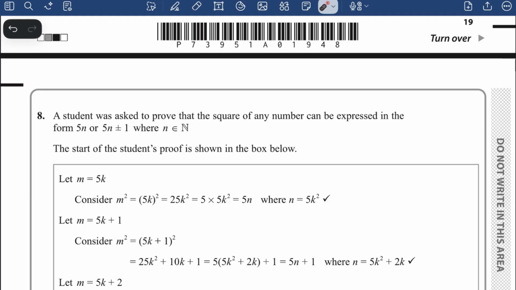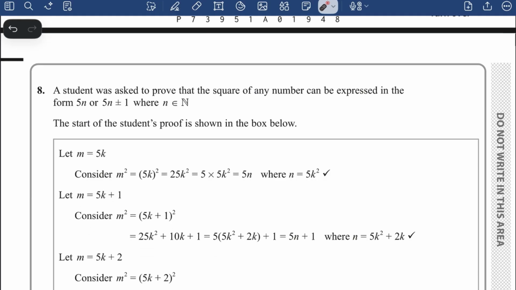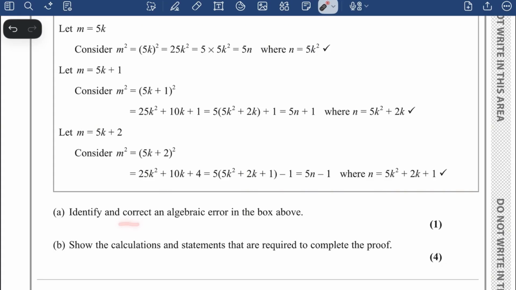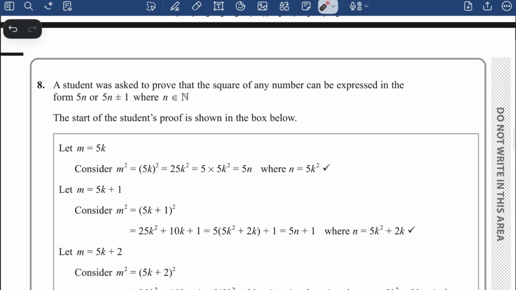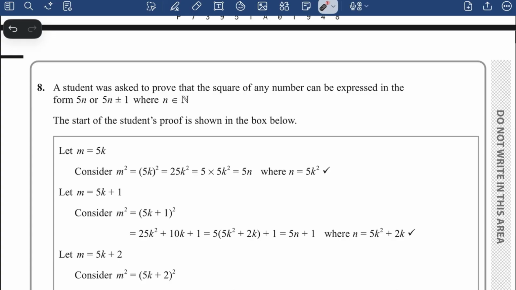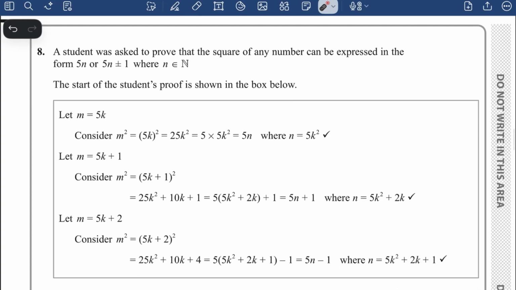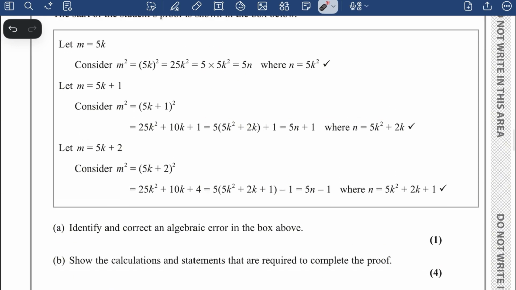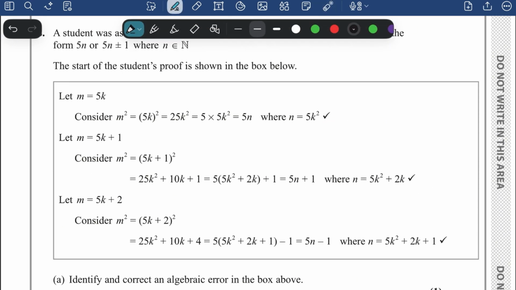Okay, question 8. We have a proof question, right? We want to prove that the square of any number can be expressed in the form 5n or 5n plus or minus 1. Start of the proof is shown below, and we are told to identify and correct an algebraic error and show the calculations to complete the proof. Now, Edexcel really liked these proofs recently. They did it in 2025, they did it in 2026, it could come up again in 2027. But let's go ahead and get into the question, right?